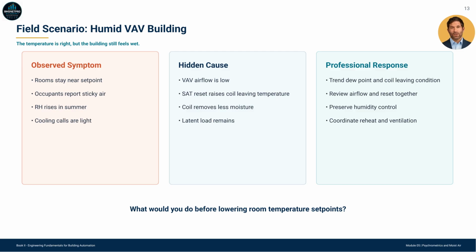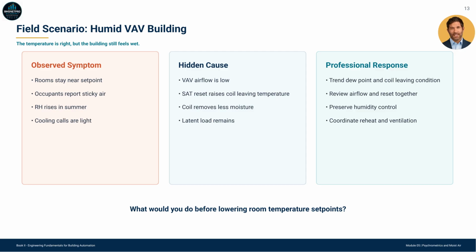Let's apply this to a common field scenario. The building temperature is near set point, but occupants say the air feels sticky. The trends show rising relative humidity in summer. Cooling calls are light, VAV airflow is reduced, and the air handler has reset supply air temperature upward. The hidden issue is that the system is meeting sensible load but not removing enough latent load.